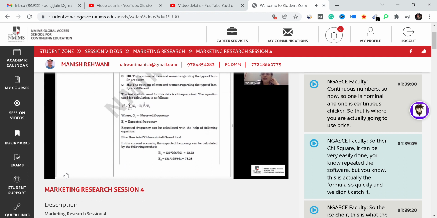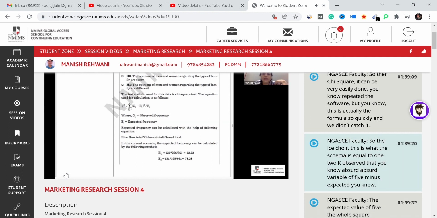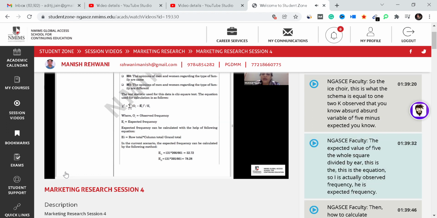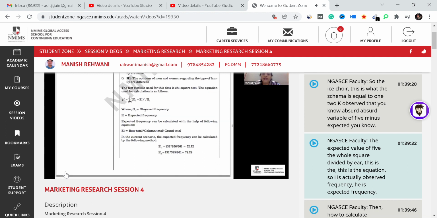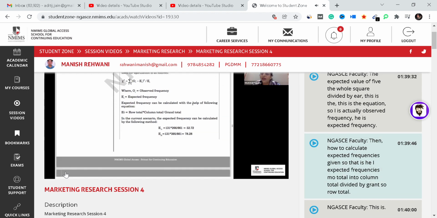But this is actually the formula. So quickly, I'm going to look at it. So the chi-square, this is what it is. Sigma i is equal to 1 to k, observed value of i minus expected value of i, the whole square divided by Ei. This is the equation. So Oi is actually observed frequency, Ei is the expected frequency. Then how to calculate expected frequency is given. So that is Ei, expected frequency: row total into column total divided by grand total.